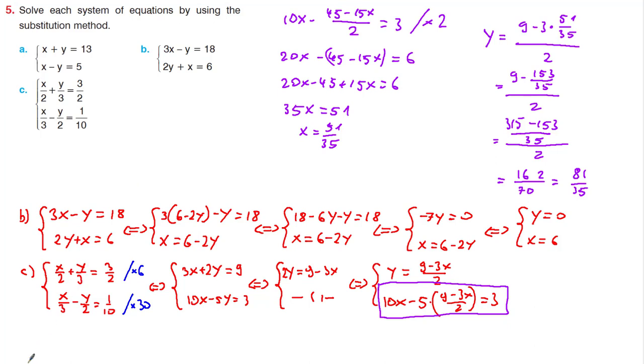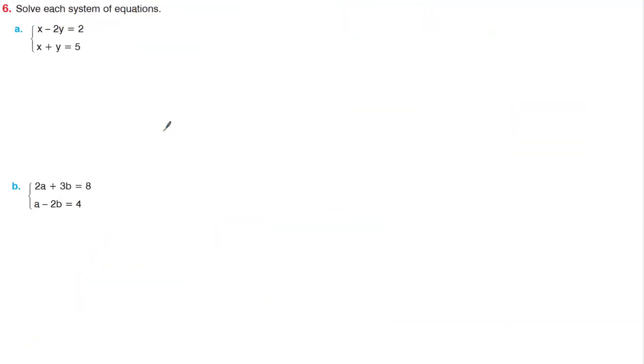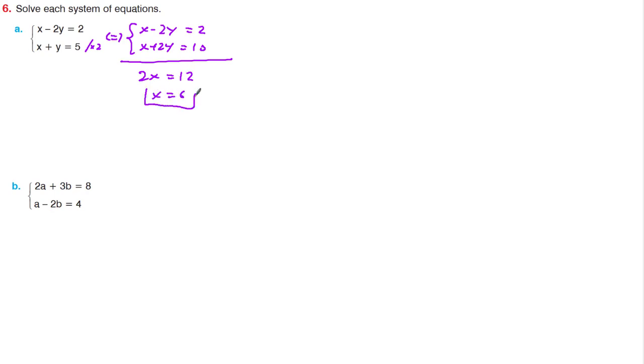Let's continue with another exercise, which is exercise 6 actually, on the first example. We can pick different ways to solve these kind of equations like this one. We can multiply here by 2, and what do we get? x minus 2y is equal to 2, x plus 2y is equal to 10. Add them side by side. 2x is equal to 12, x is equal to 6.